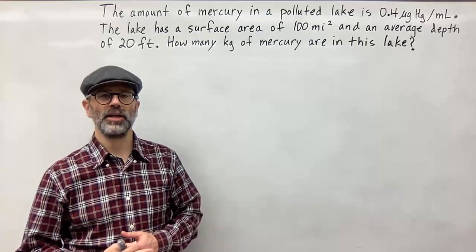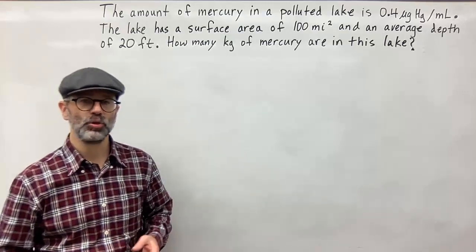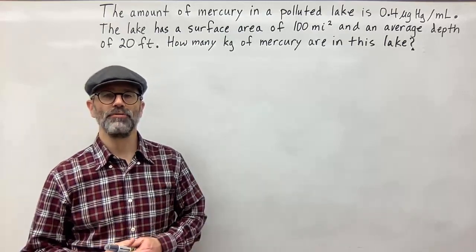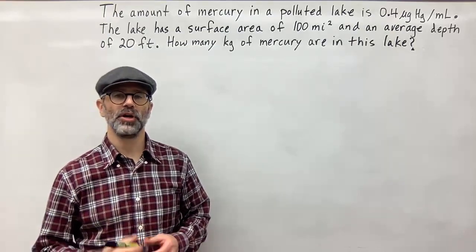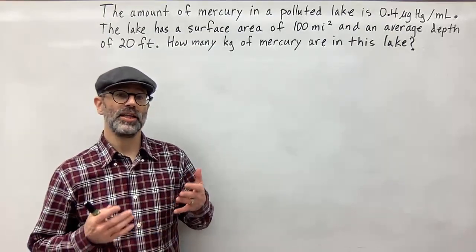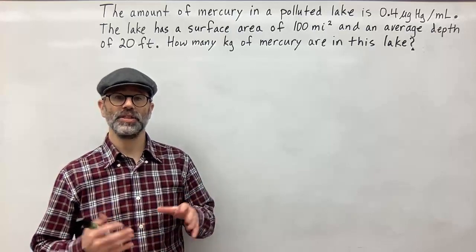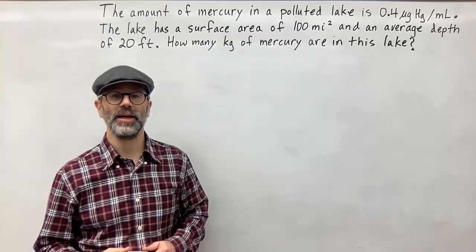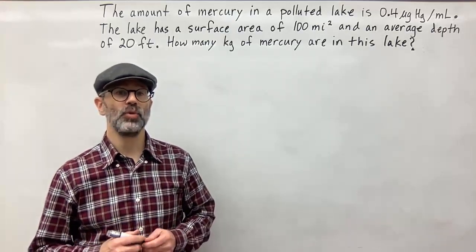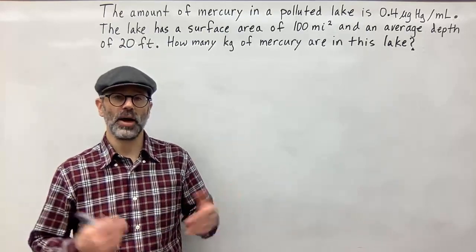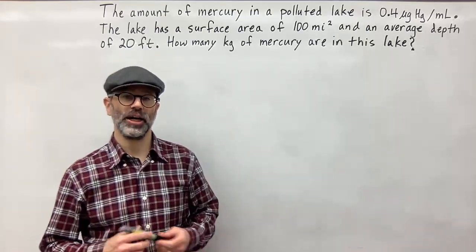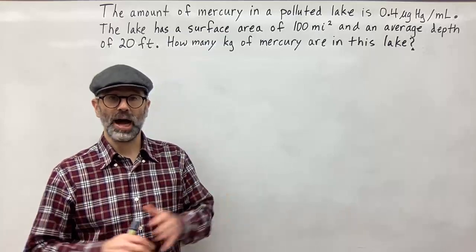So in this problem we're given that the amount of mercury in a polluted lake is 0.4 micrograms of mercury per milliliter. We're given the surface area of the lake. The lake has a surface area of 100 miles squared and an average depth of 20 feet. And then they want to know how many kilograms of mercury are in this lake. So, how do you attack this problem?